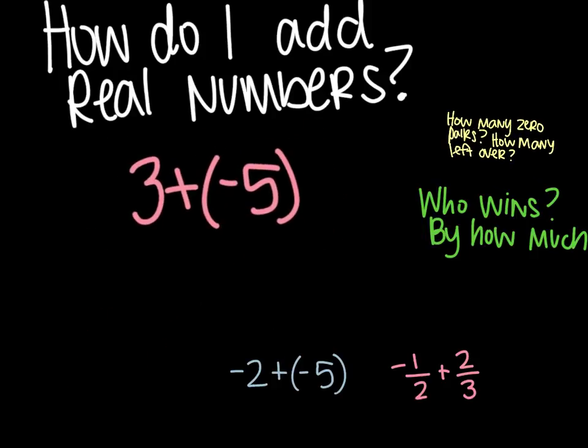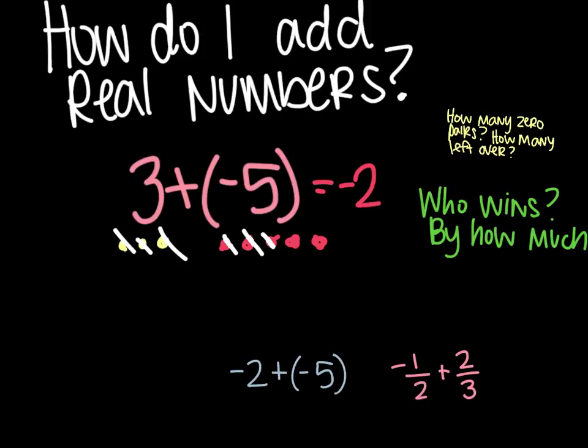So 3 plus negative 5. If I have zero pairs, I'm going to have my positives be yellow and my negatives be red. So I have 3 positives and 5 negatives. And then I cross out zero pairs. How many are left? Well, there's 2 negatives left, so the answer is -2. That would be answering the questions in yellow.